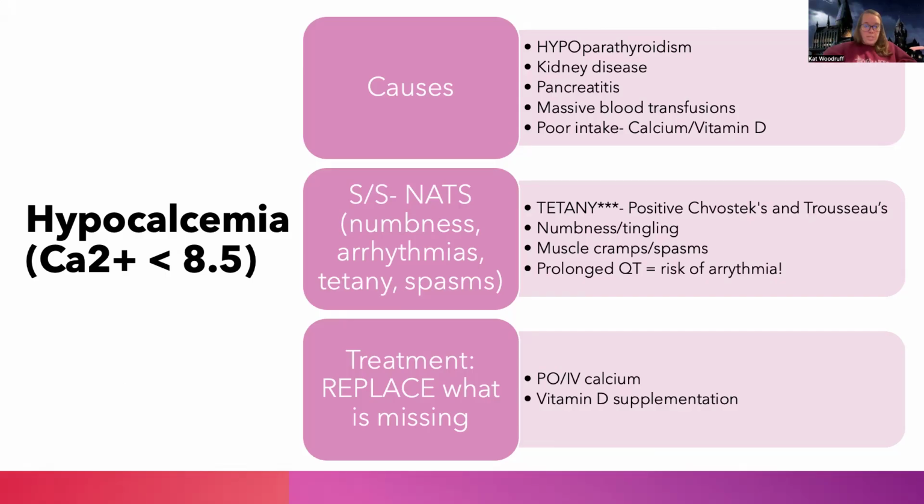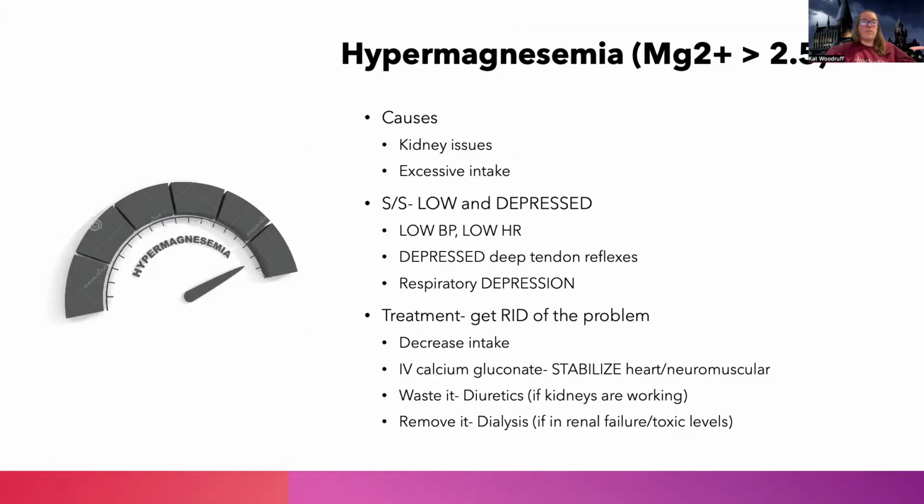So we're going to replace what's missing. We're going to give them PO or IV calcium, and we may also need to consider replacing vitamin D, depending, of course, on what they're missing. But that can help them to have better absorption of their calcium. All right, so let's talk about magnesium now.